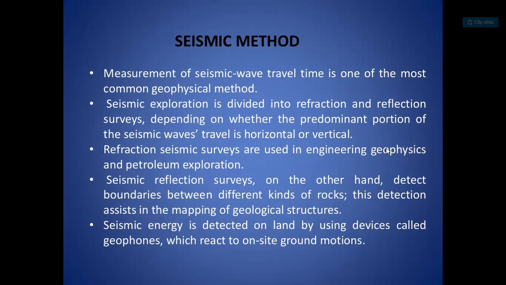Seismic energy is detected on land by using devices called geophones, which respond to on-site ground motions.